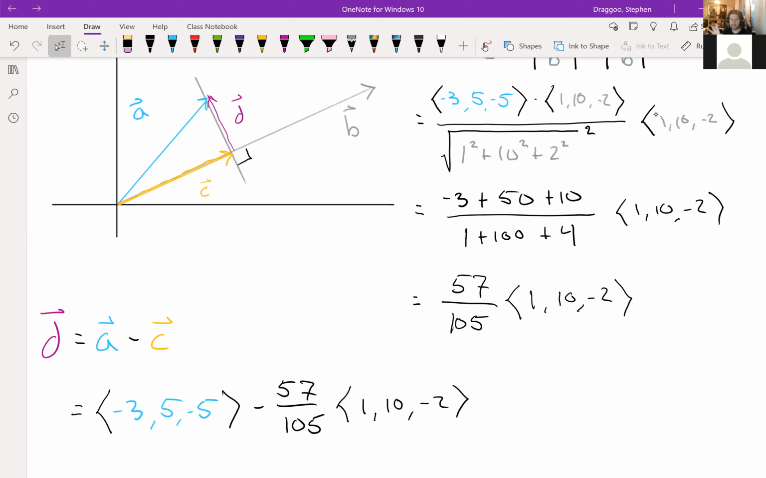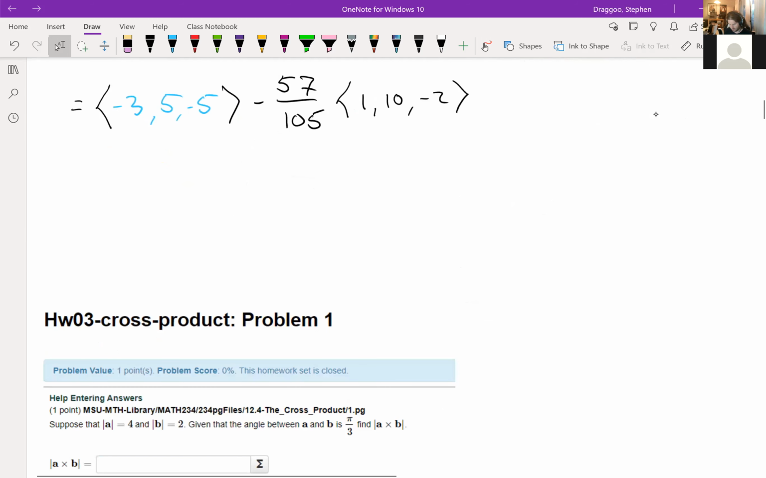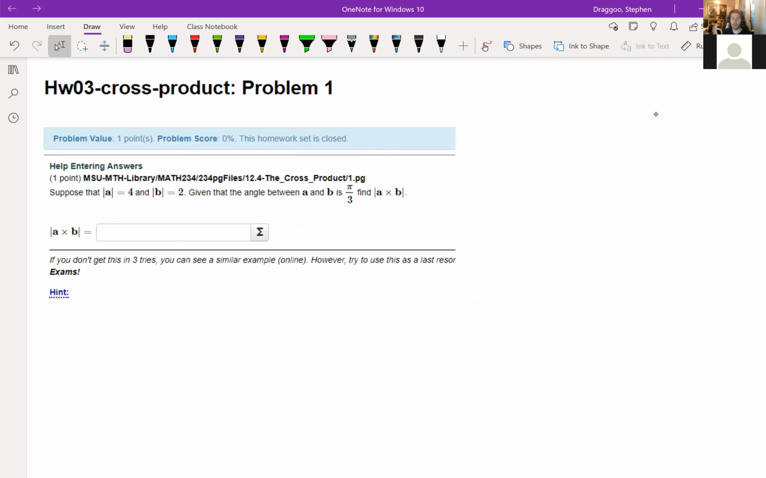So instead of expressing A in terms of an X and a Y component, I want to express A in terms of a B component and a perpendicular to B component. But I don't need to drag on that too much. Let's move on to the next one.